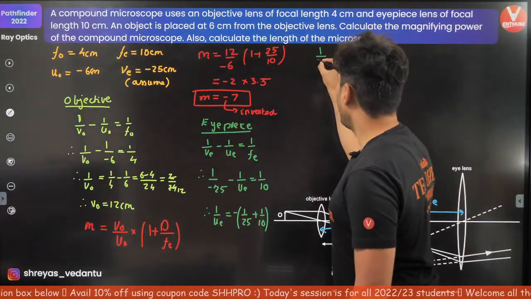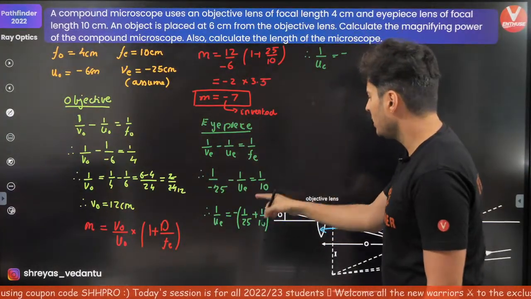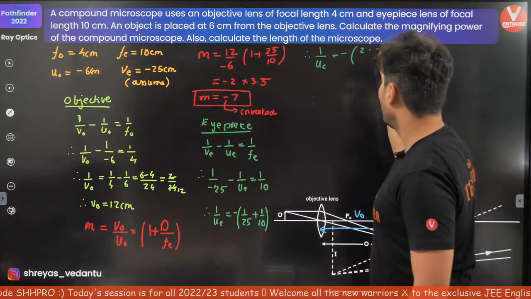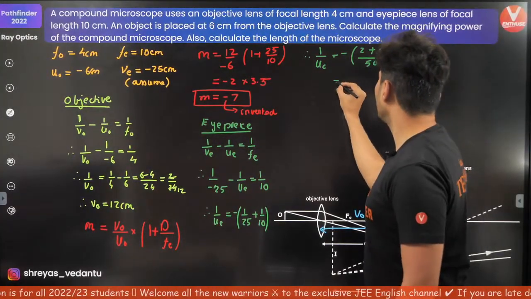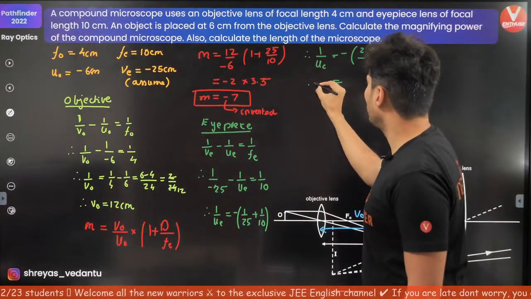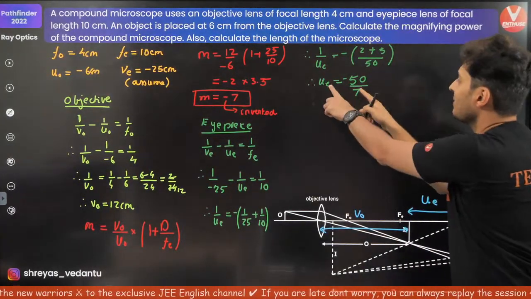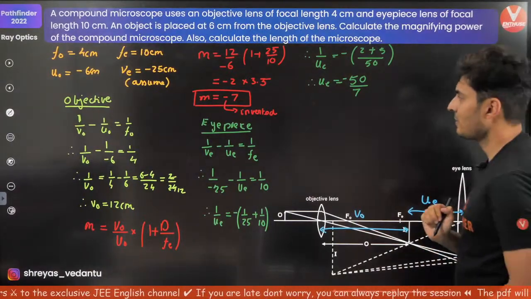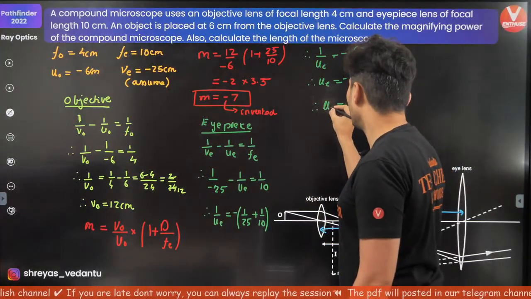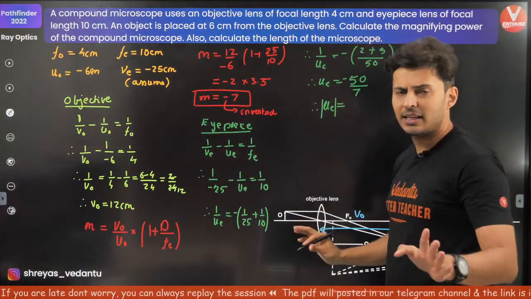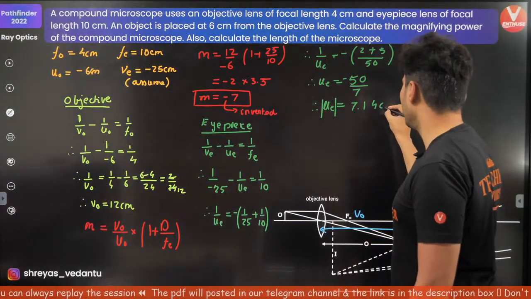So therefore, 1 by UE will be equal to, minus is common, LCM is 50, so 25 goes 2 times, so 2, 10 goes 5 times, so 5, divided by 50, which is the LCM, so it will be minus 7 by 50. So therefore UE will be minus 50 by 7. Minus signifies the direction, it is on this side. It is just 50 by 7, magnitude wise, you can drop the minus sign. 7 sevens are 49, so 7 point 1 4 centimeters.